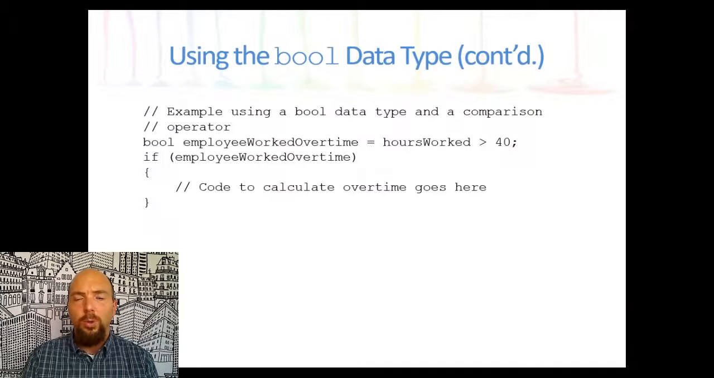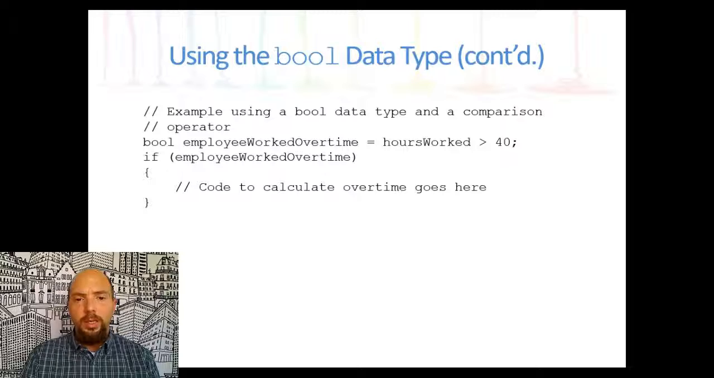Alright, so what we're going to look at is, let's pretend we had a variable somewhere up in our program called hours worked. The system will look at the number of hours that they worked and compare it to 40. So if the number of hours worked is greater than 40, then it will put true into employee worked overtime. If the number of hours worked is less than 40, then it will put a false into employee worked overtime. Then after we know that this is true or false, then we could say if employee worked overtime.